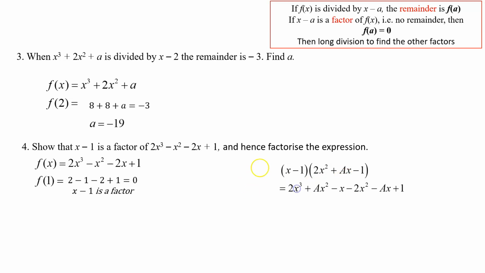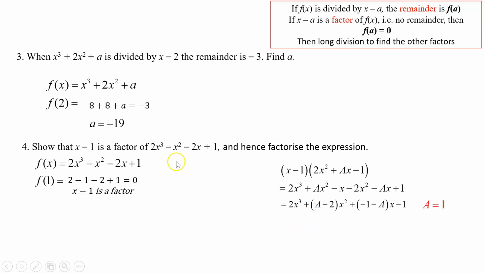So I need to multiply this expression out. And I get 2x, multiply everything with x first. So 2x cubed plus ax squared minus x. Then multiply with minus 1, so minus 2x squared minus ax and a plus 1. So the two end terms are what I wanted. The x squared term is a minus 2 and I need a minus 1. And the x term is minus 1 minus a and I need a minus 2 for that one.